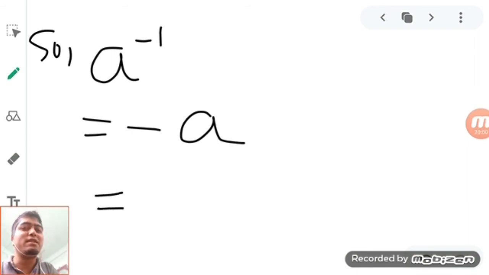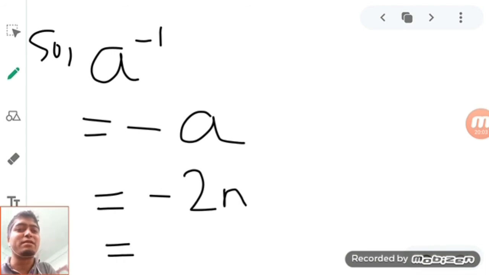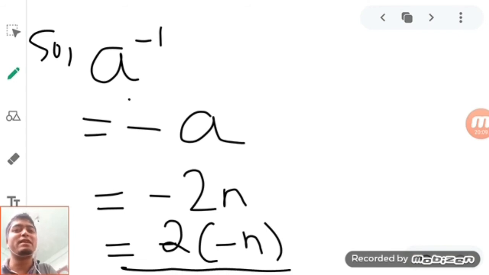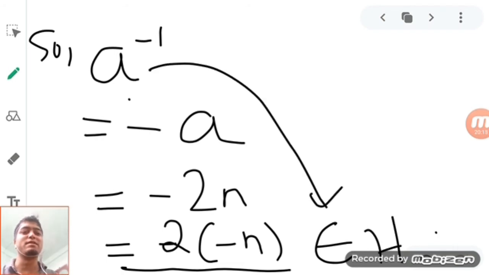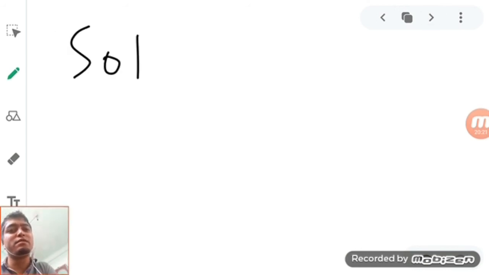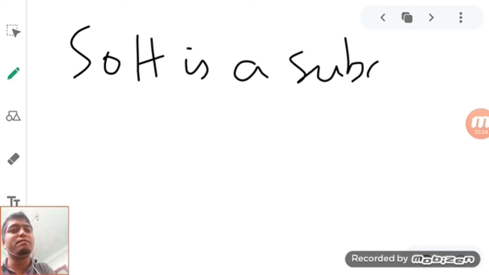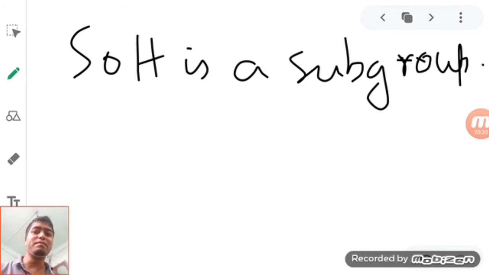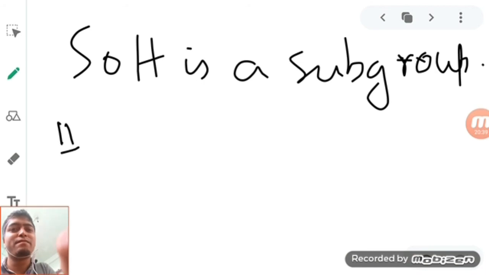So it will be minus a, so you will get minus 2n, or you can write this one as 2 times minus n. This line is stating that a inverse is a multiple of 2. So we can clearly say that a inverse belongs to H. So all the three conditions of a subgroup are satisfied. That is why H is a subgroup. Now the only thing that we need is proving the normal condition, but okay, maybe let's do that.